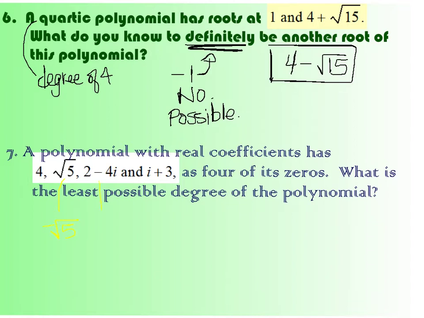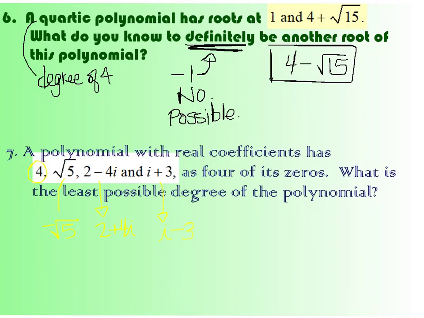We have 2 minus 4i, so that means we also have 2 plus 4i. And we have i plus 3, so we know we also are going to have i minus 3. The 4 in the beginning doesn't have a square root, and it doesn't have an i, so we don't know that we have its conjugate. We might have negative 4, but we don't know for sure. So the least possible degree, we just add these up.